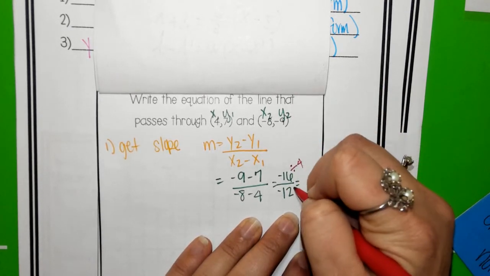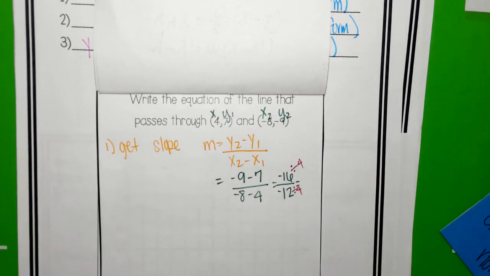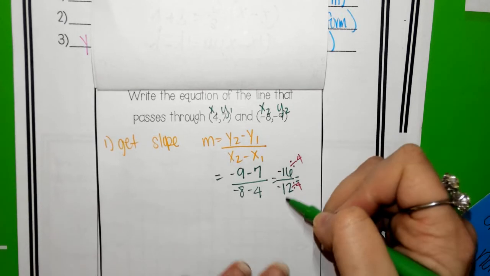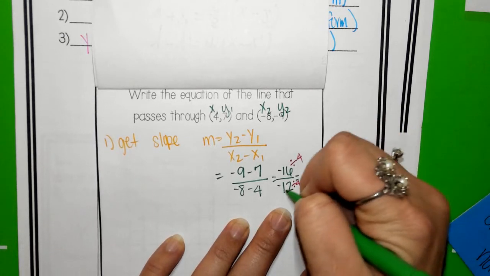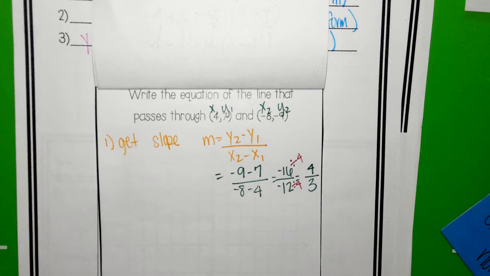So we're going to divide both the top and the bottom by 4, or -4. And 2 negatives make a what? So 16 divided by 4 gives us 4. 12 divided by 4 gives us 3. Does everybody see where we got that from? Are you sure?